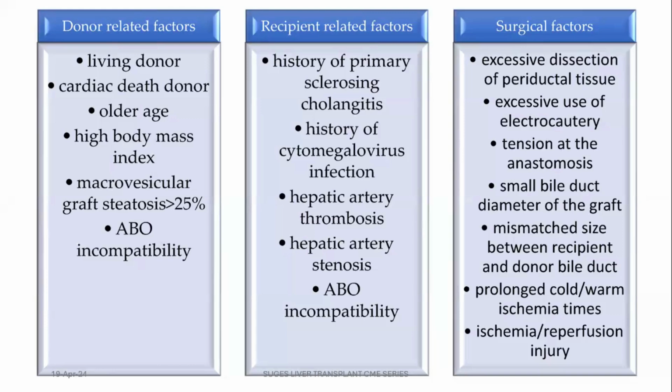Then as far as the recipient is concerned, if the patient has a history of primary sclerosing cholangitis, you know that this is likely to give problems and they will develop post liver transplant complications. The recipient has a history of cytomegalovirus infections, hepatic artery thrombosis, hepatic artery stenosis, and of course ABO incompatibility. Many of these factors we usually try to mitigate through good donor and recipient matching.